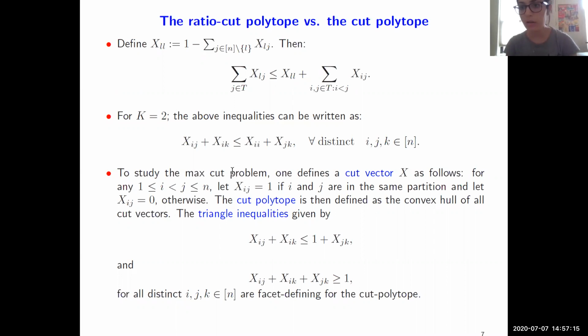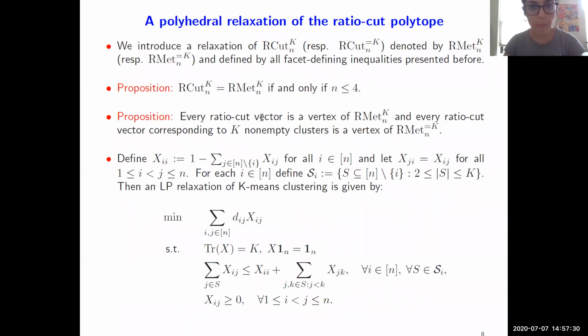So here, this inequality looks sparse to you because I did this lifting, but in fact, if you write it in the original space, it depends on all those xij's. So between the cut polytope and the ratio cut polytope, there are very nice similarities, but also fundamental differences. So that's the point I wanted to make here.